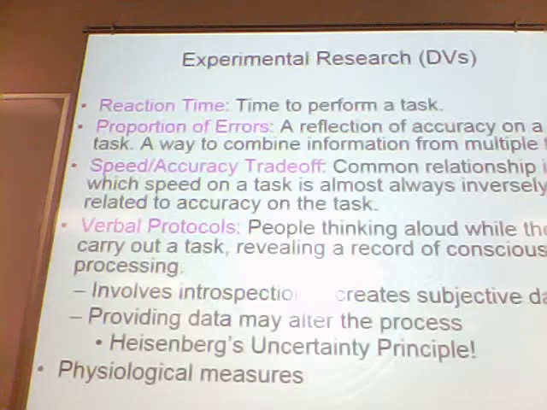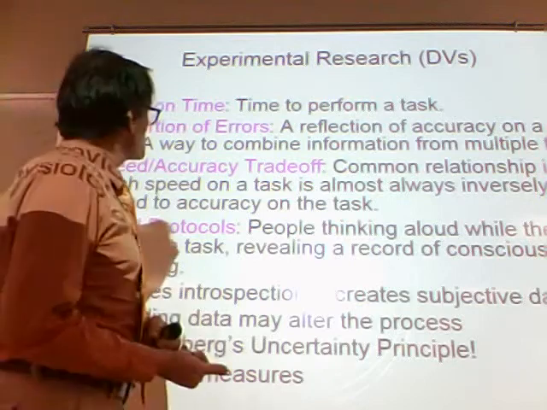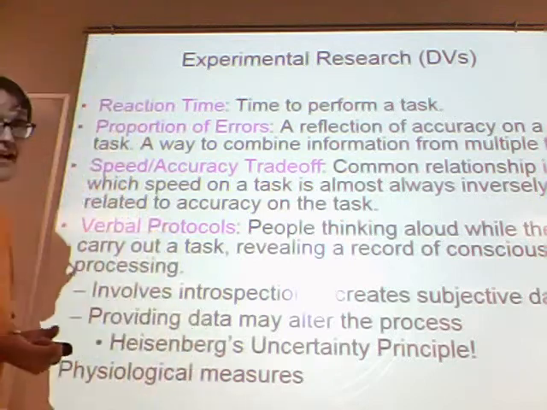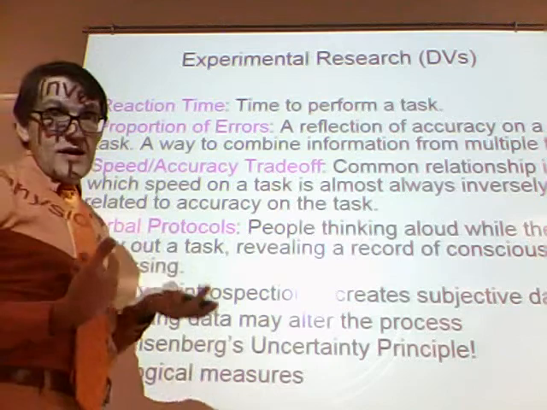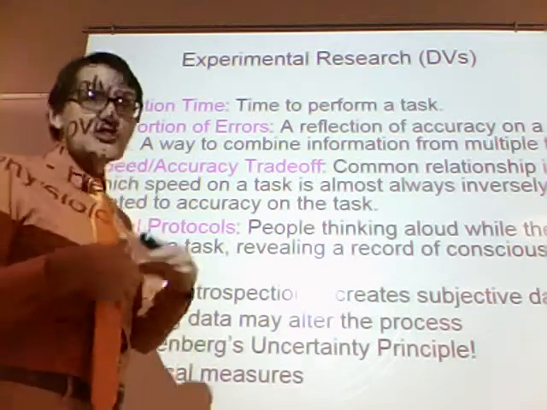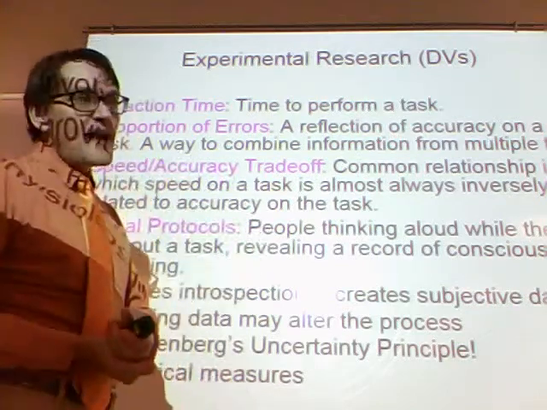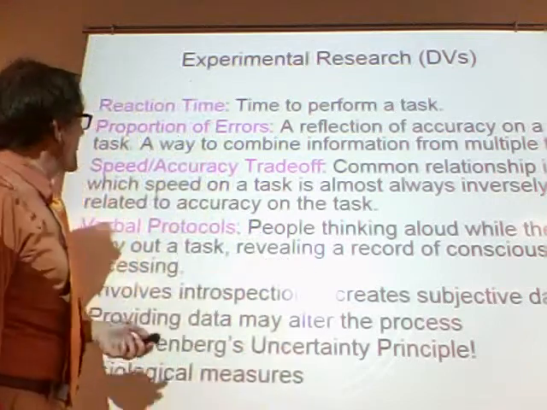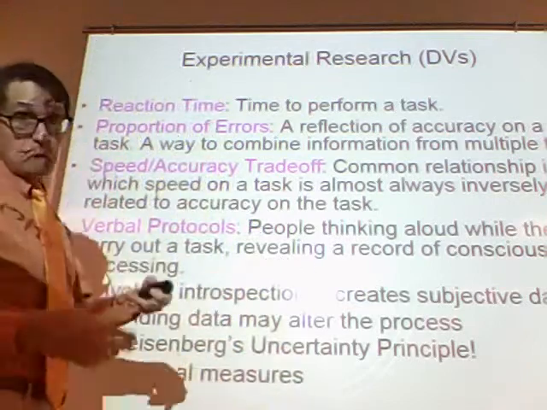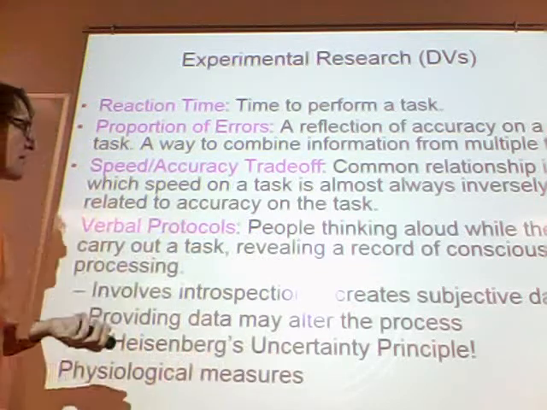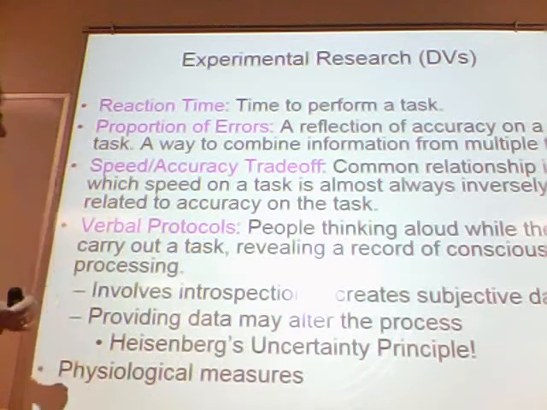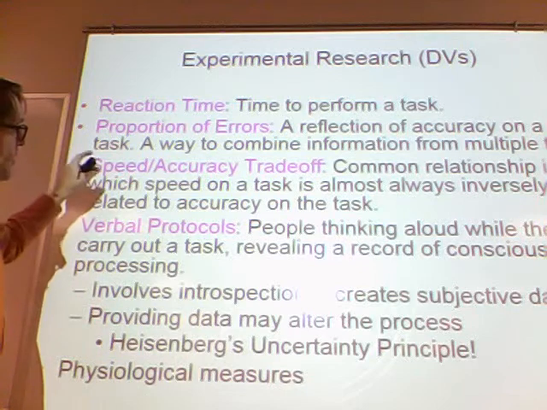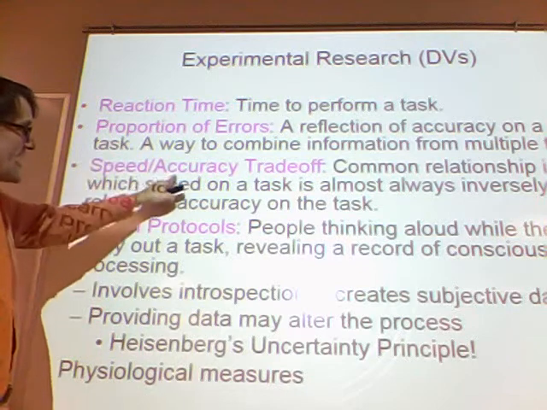Okay, very cool. Some common dependent variables that are used in a lot of experimental research are things such as reaction time, that might be used as a measure of skill. Somebody that has more skill tends to be able to perform a task faster. Proportion of errors is another measure of skill. Speed-accuracy trade-off is the idea that if you want to do it faster, you tend to make more mistakes.